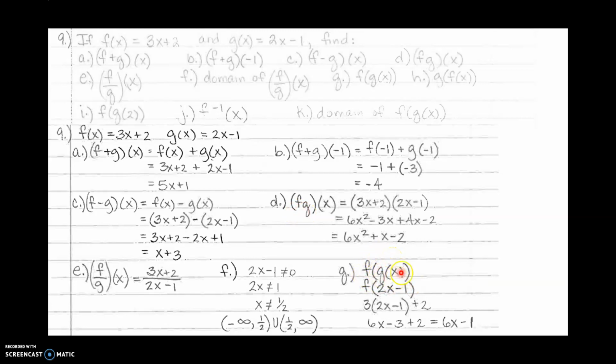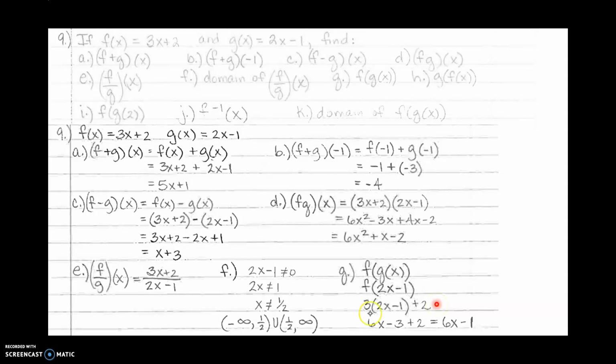So start on the inside. Remember that g of x, they told us, was 2x minus 1. So let's replace g of x with what it's equal to, 2x minus 1. So now we have f of 2x minus 1. That means put 2x minus 1 in the place of x in the f function. So come up here to the f function, and we're going to put 2x minus 1 right there in the place of x. So that would be 3 times 2x minus 1, plus 2.